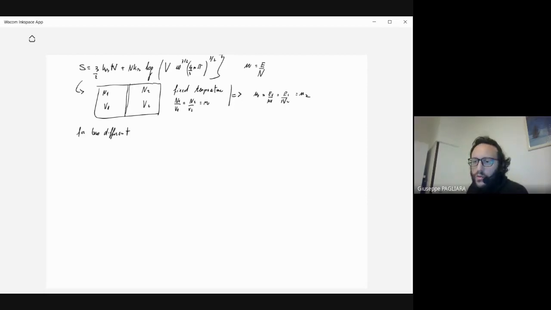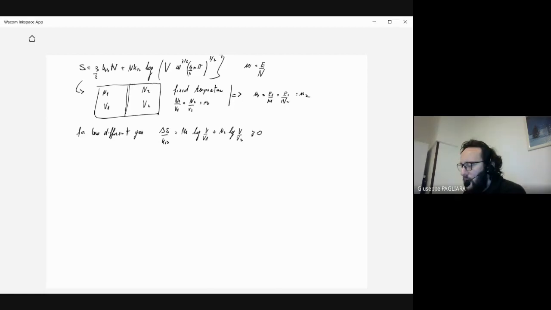types of gas could be two monatomic gases with two different chemical species, for instance, or any other feature of these atoms. If you remove this barrier, you have an increase of entropy, called mixing entropy, which is equal to N1 log of V divided by V1 plus N2 log of V divided by V2, which is correct, even by using the formula without the Boltzmann counting.